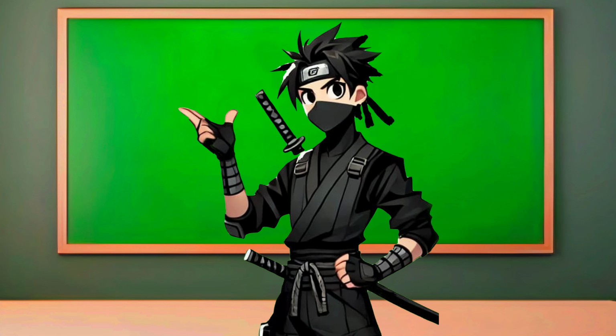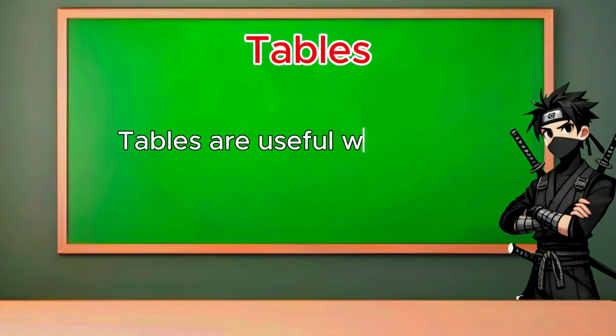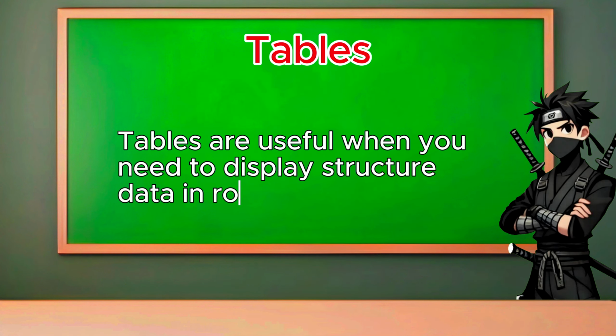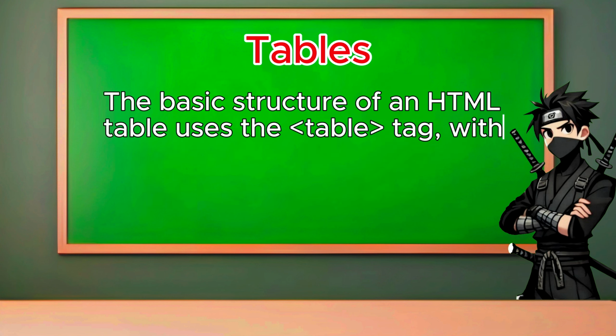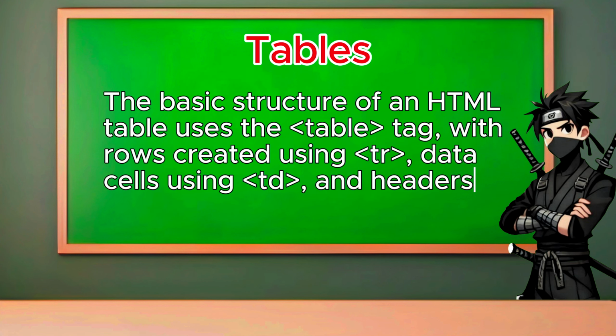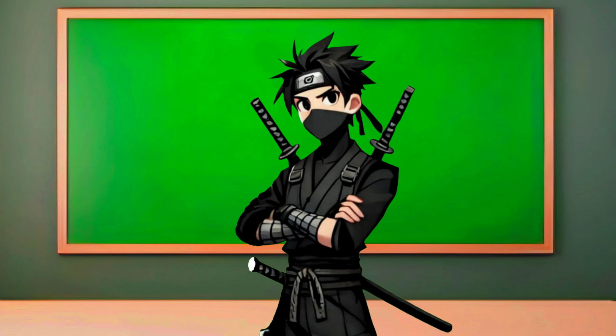Next, let's talk about tables. Tables are useful when you need to display structured data in rows and columns. The basic structure of an HTML table uses the table tag, with rows created using tr, data cells using td, and headers using th. Let's create a simple table.